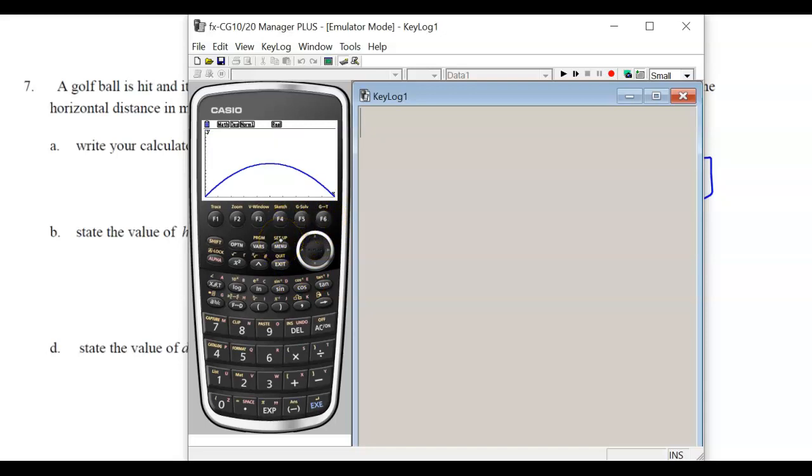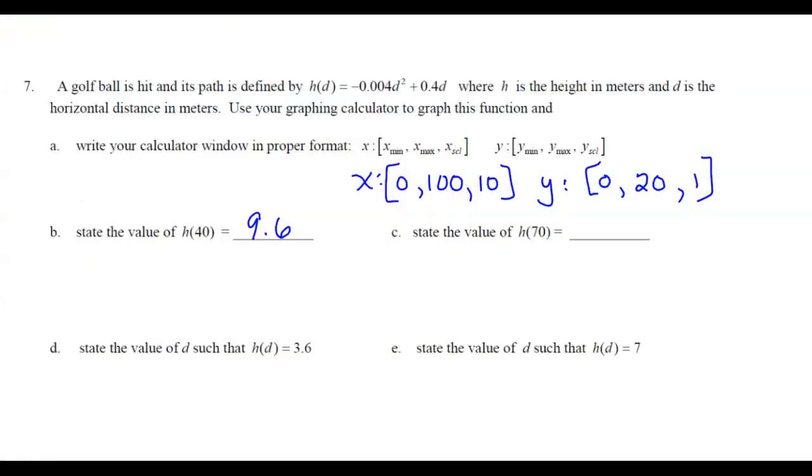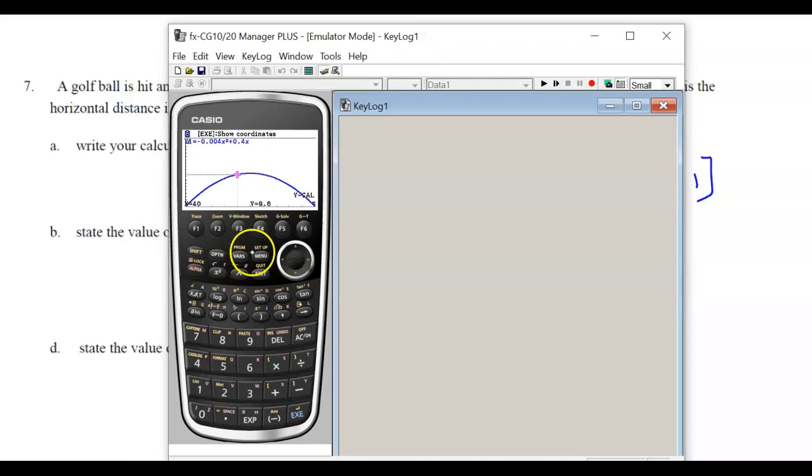Remember, focus. Then if I go F5, arrow, YCalc for, what was I entering there? What value? 40? Okay, and 9.6. Then do the same for 70. Okay, so now exit on that. Oh, draw, sorry. And then I want to do the same thing for 70, and I get 8.4.